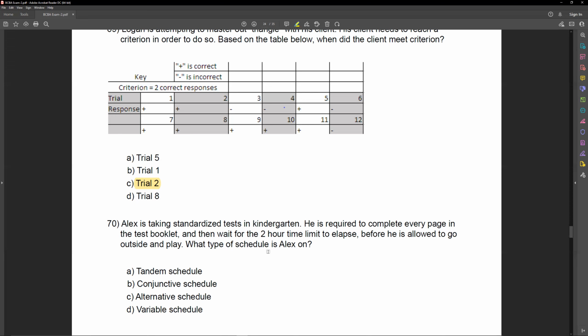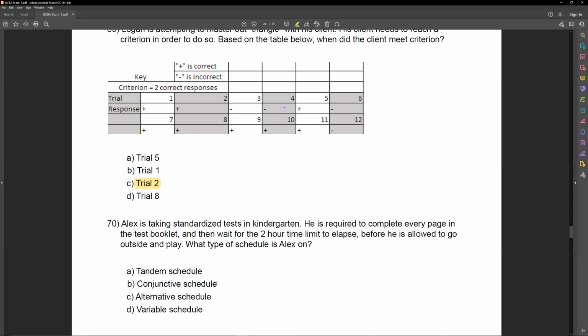So let's go back, okay? Ratio schedule, he has to complete all the questions, okay? He has to engage in enough responses to complete every page, and then he has to wait for an interval schedule to elapse. So we need both a ratio schedule and an interval schedule to occur. Conjunctive looks pretty good, right? Both of those have to happen. Find out why the other ones are wrong.